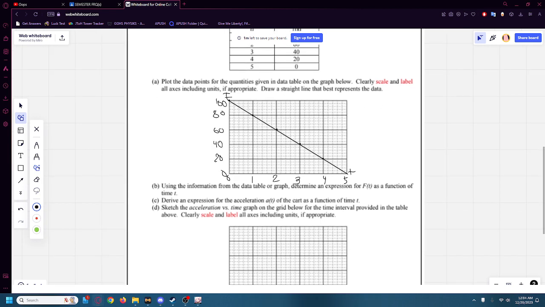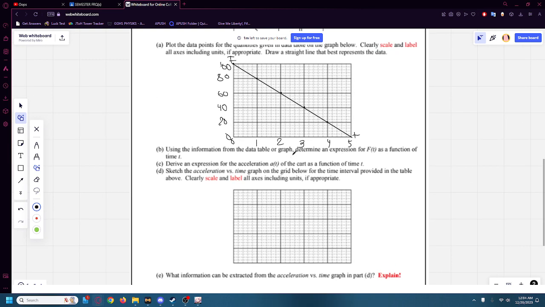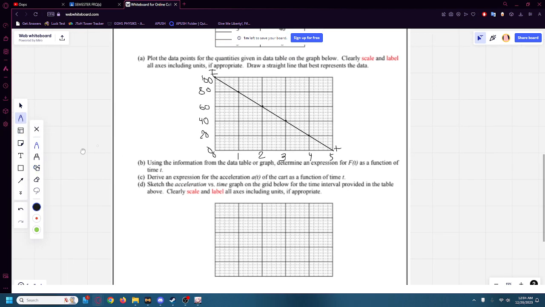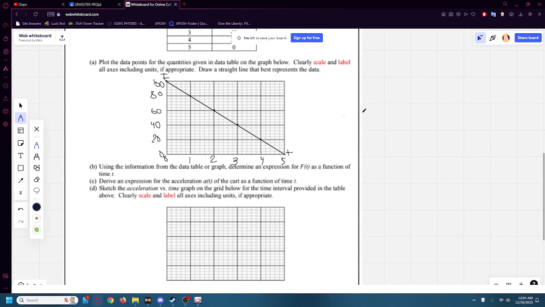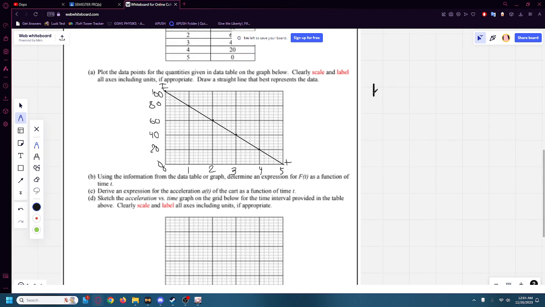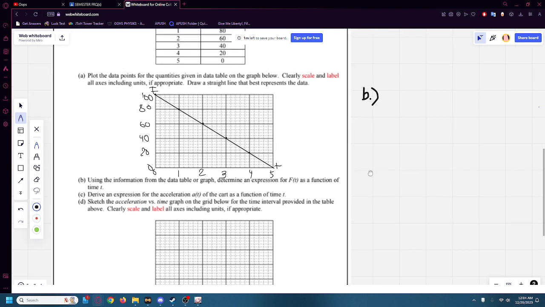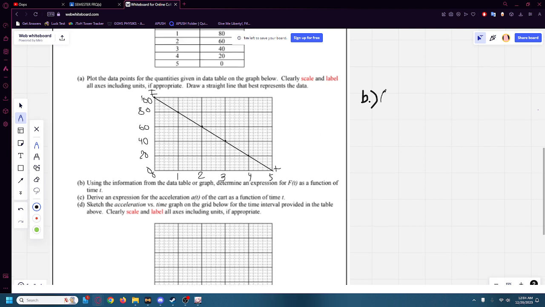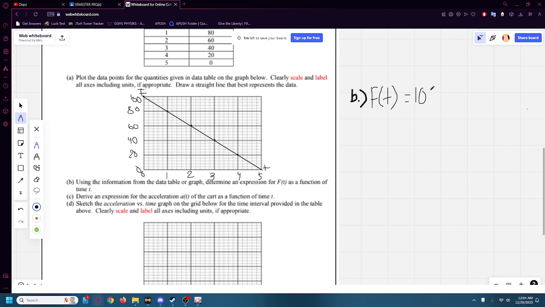So part B asks to determine the f(t) function. So f of t is equal to 100 minus 20t, because it starts at 100 and goes down by 20 every second.